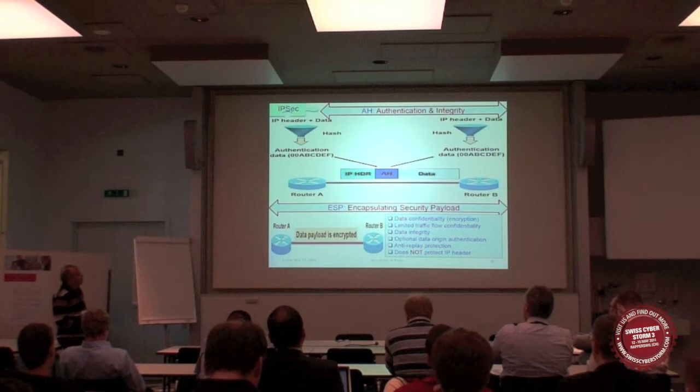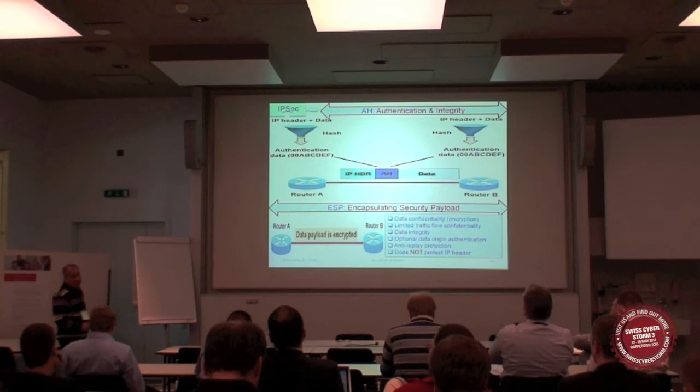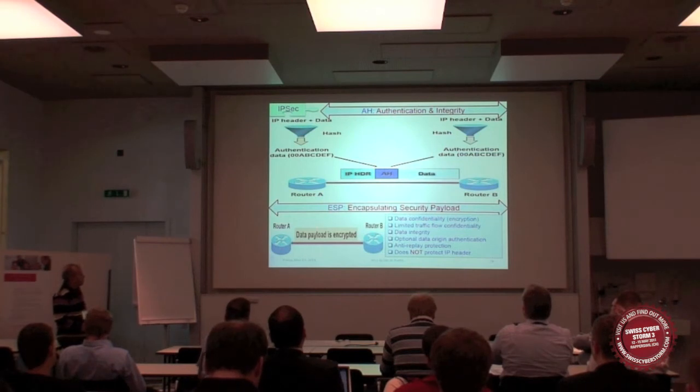So, the authentication header: here we have a router and a router, and we should send the authentication header so that the other party knows how to behave. The encapsulating security payload: we have data payloads. The data payload is also encrypted.